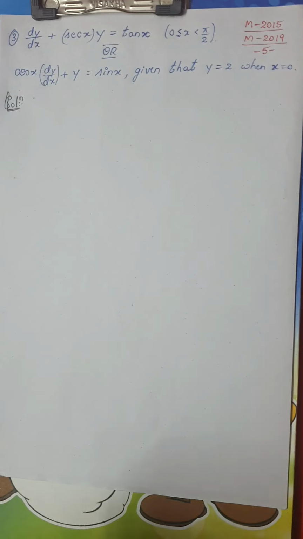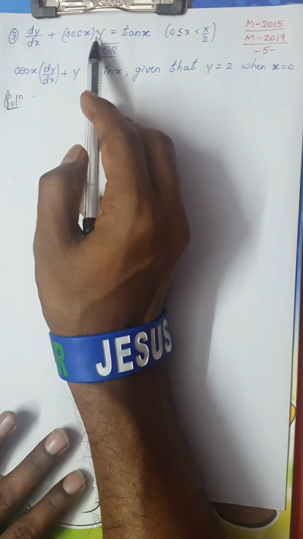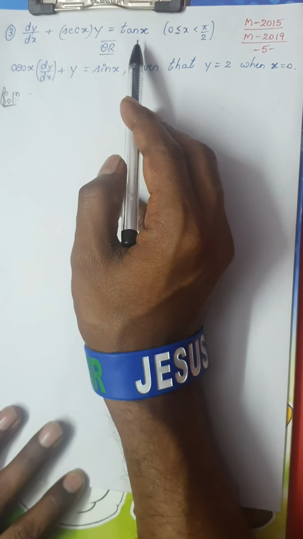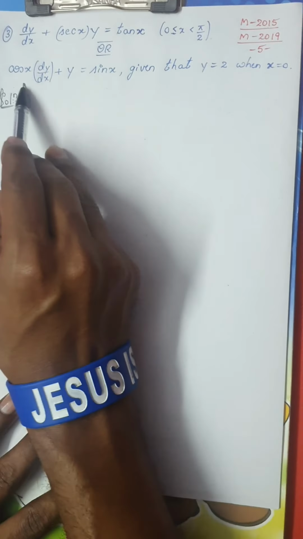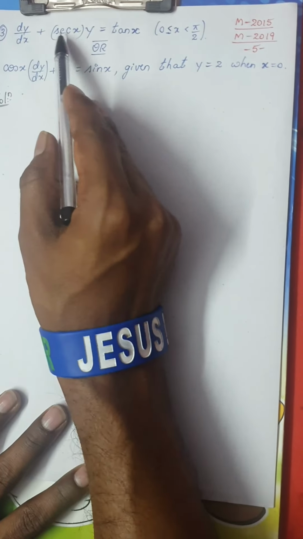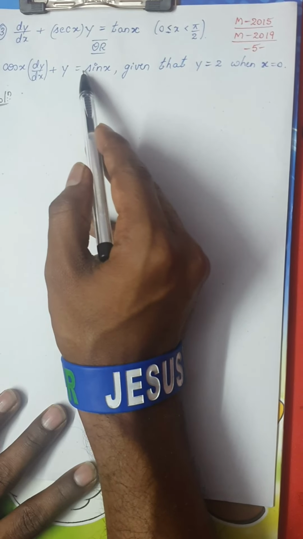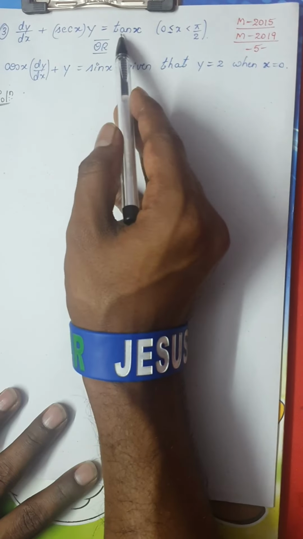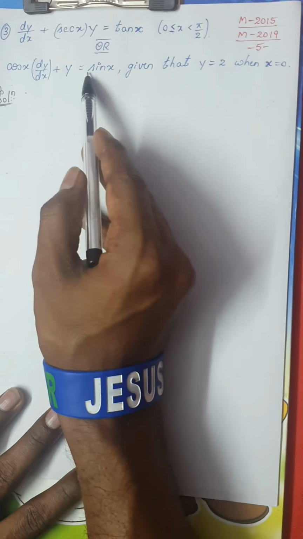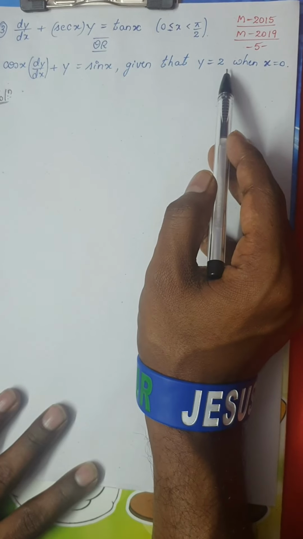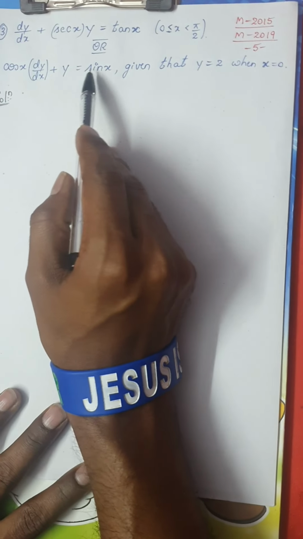Look at the third question, my dear students. This was asked in March 2015 and March 2019, the same question. The question is dy by dx plus secant x times y is equal to tan x. Now remember, the same question can also be asked as, this is a worked example, cos x into dy by dx plus y is equal to sin x. Remember, if they ask for a general solution, and if they give the condition that y is equal to 2 when x is equal to 0, then this would be a particular solution.